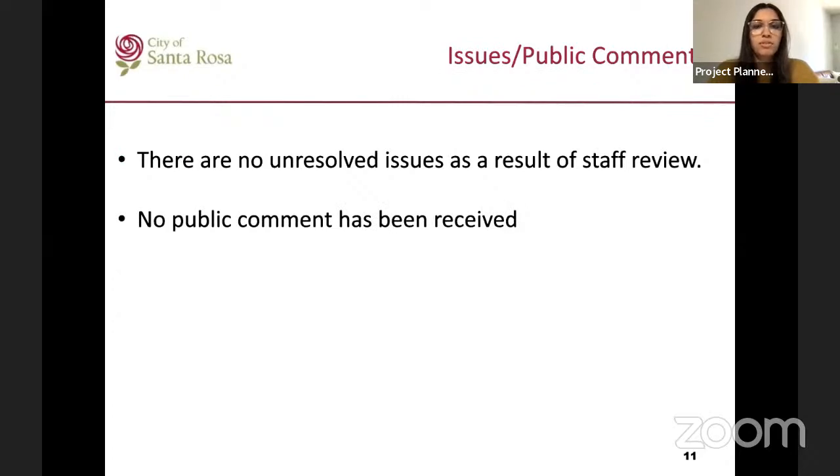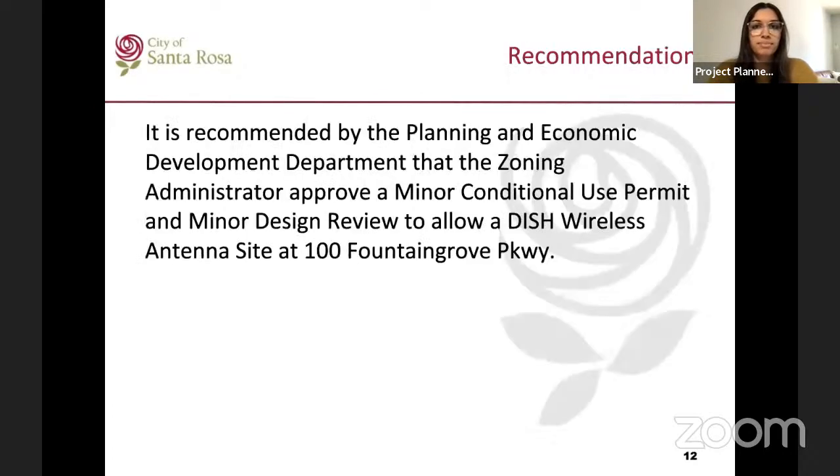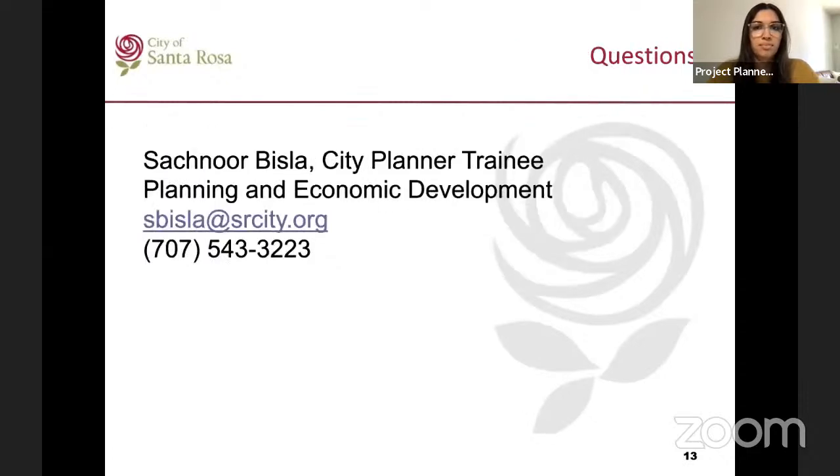There are no unresolved issues as a result of staff review, and no public comment has been received for the proposed project. It is recommended by the Planning and Economic Development Department that the zoning administrator approve a minor conditional use permit and minor design review to allow the DISH wireless antenna site at 100 Fountain Grove Parkway. And for any questions or comments, here's my contact information. Thank you.